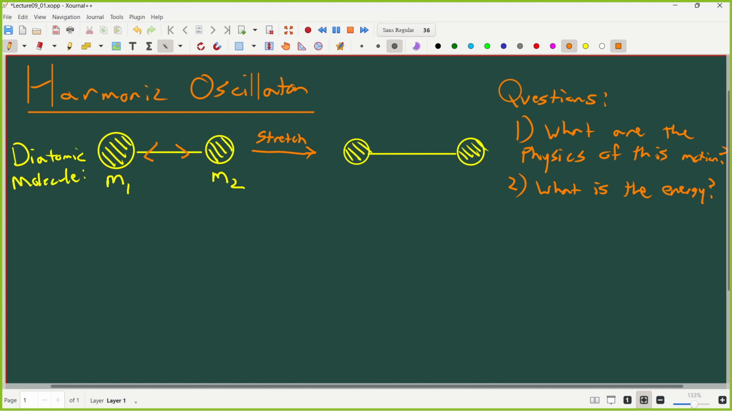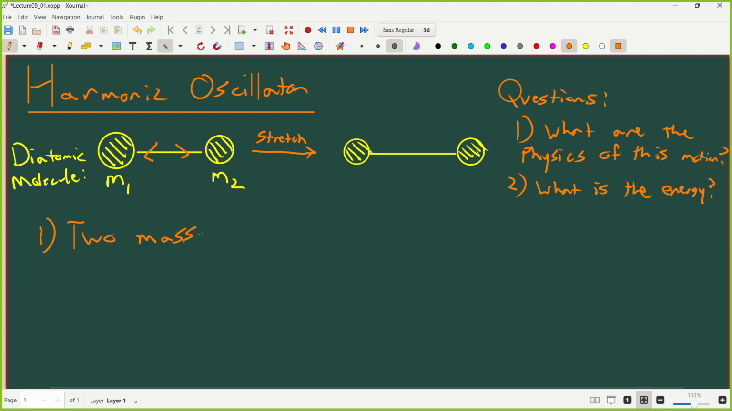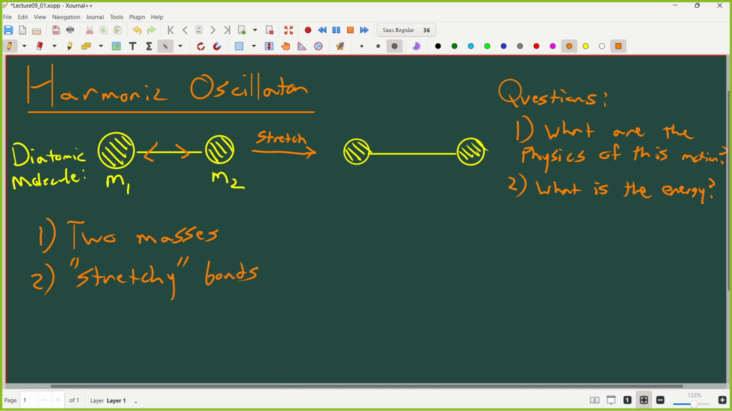All right, and so what are the characteristics here? What are the things in our system? We have two masses, and we also have a stretchy bond. Right? We have something that's connecting the two atoms, that we can stretch or compress. It has some tensile strength. All right? So we need to think about what happens when we stretch a bond or we compress it. What happens to it? What does that motion look like?